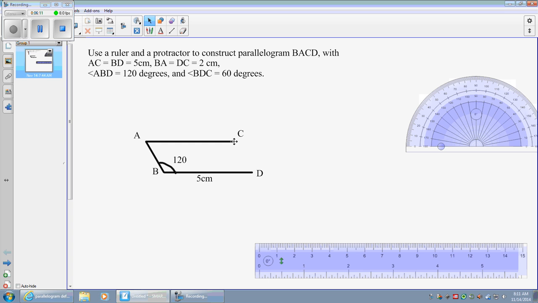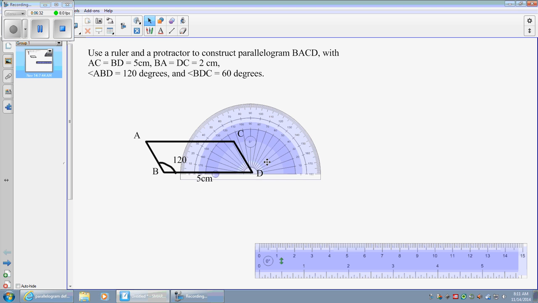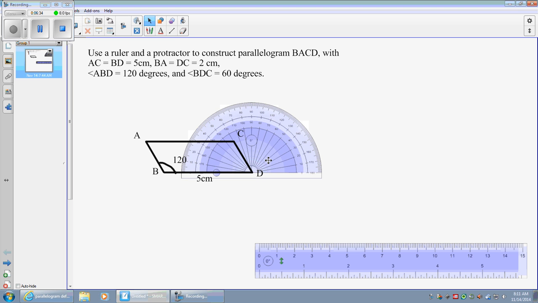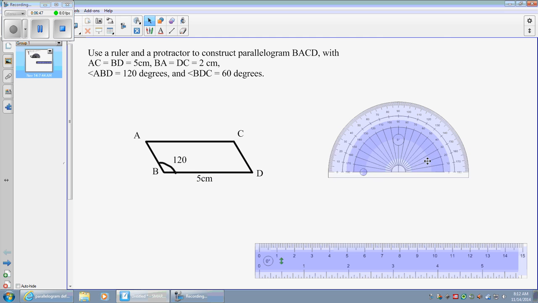We just have to make sure it becomes a polygon or a parallelogram by connecting and closing the shape. So I'm going to take my line and I'm going to close our shape. And I also want to check because it says angle BDC, BDC is 60 degrees. So let's take our protractor and measure that. And because it is an acute angle, I'm going to use the smaller number, right? Not the bigger number. And that follows all the way up, which is perfect. It looks like it's a perfect polygon.